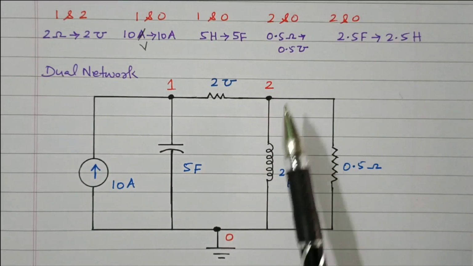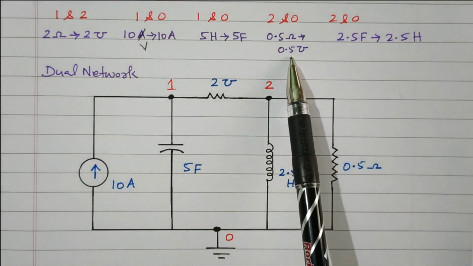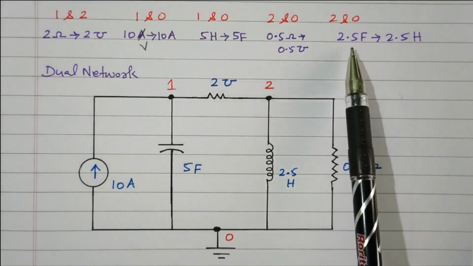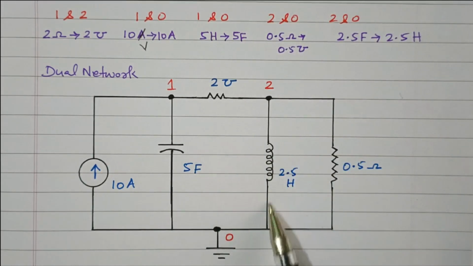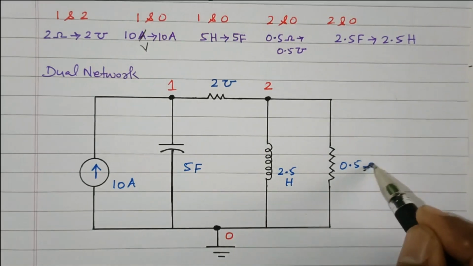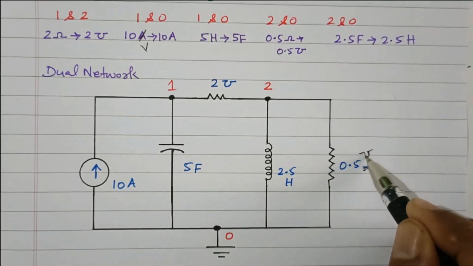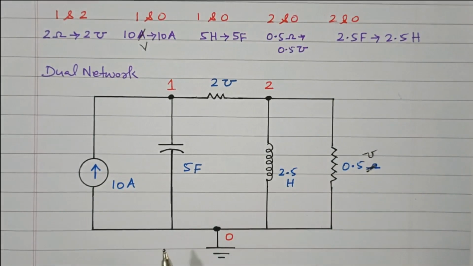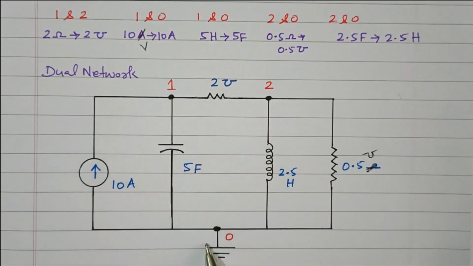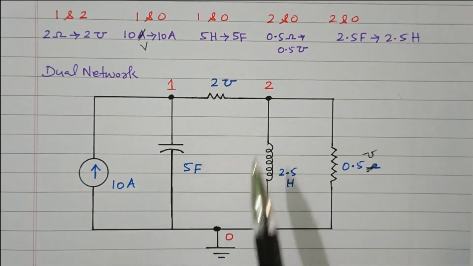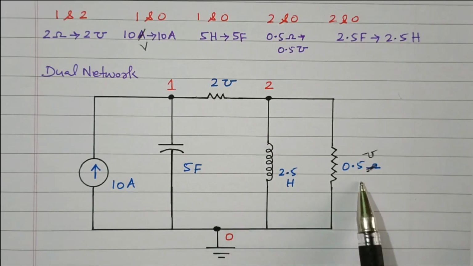Then between 2 and 0, 2 elements are available: the 0.5 mho conductance, then the 2.5 Henry inductor. So this 2.5 Henry inductor is connected, and this 0.5 mho conductance is connected, right? So between 1 and 2 we have one conductance. Between 1 and 0, a current source and one capacitor. Between 2 and 0, an inductor and one conductance. So this is the dual of the given network.